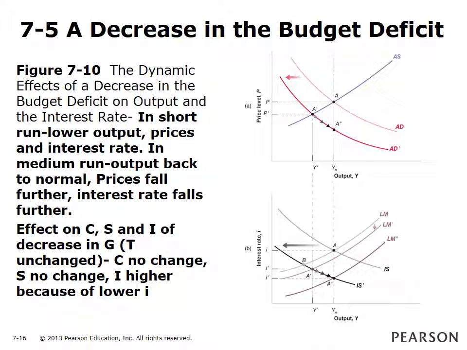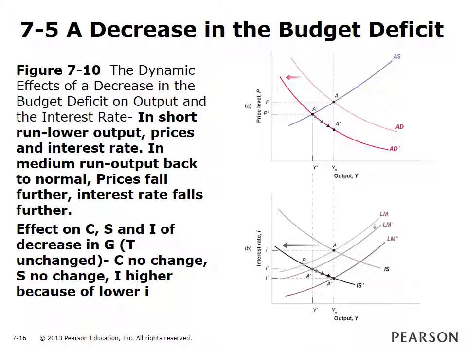Figure 7-10 shows the effect of decrease in the budget deficit on output and the interest rate in the short run and medium run. Due to decrease in government spending, AD shifts to the left, causing price level to fall. On the IS-LM diagram, you see in the short run, IS curve shifts to the left because of lower government spending, and LM shifts down because of lower price level, causing equilibrium output to be lower and interest rates to be lower at A prime.